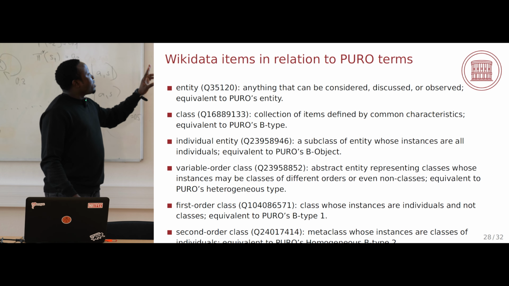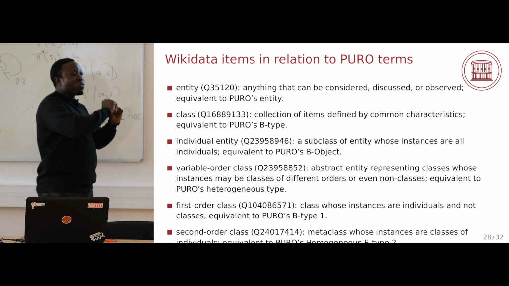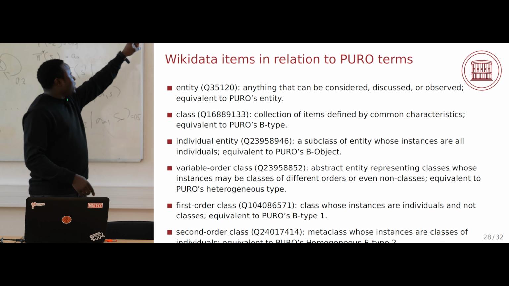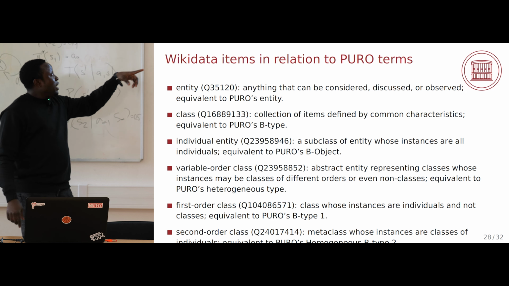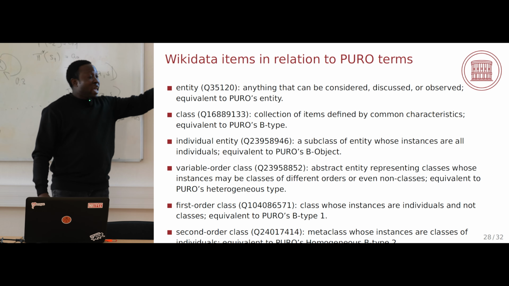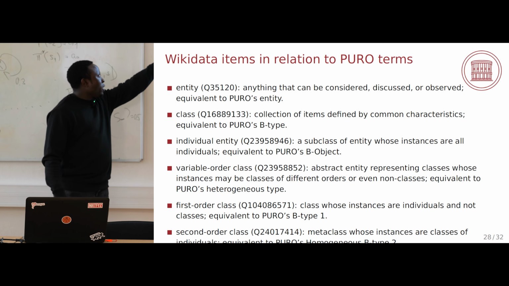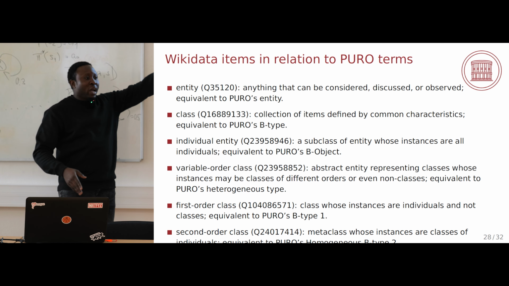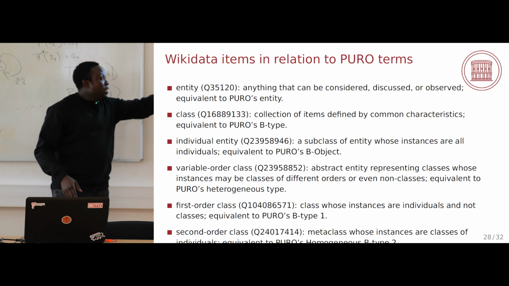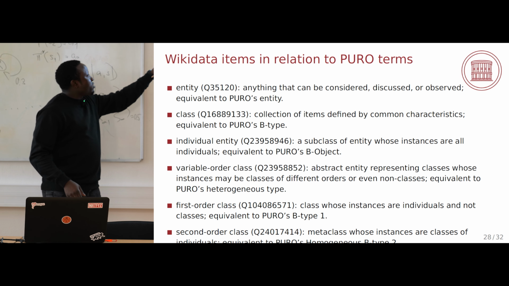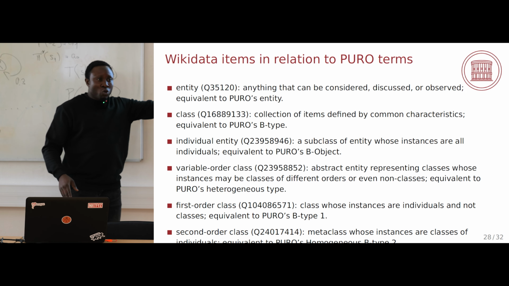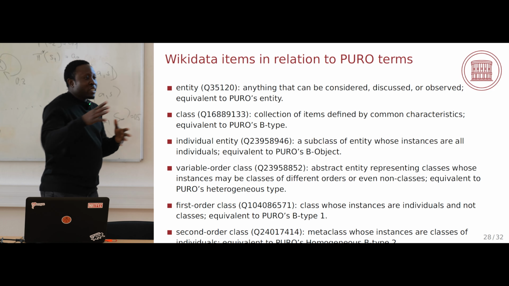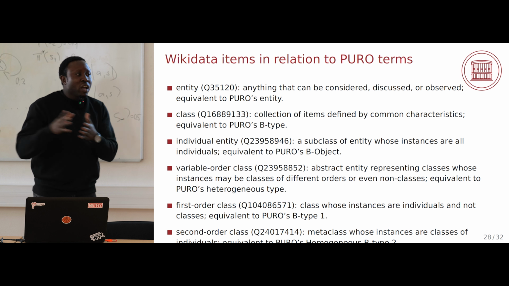And in Wikidata, we try to look at some relationships of items in Wikidata and that of the Puro terms. For example, the item with the Q number entity is also equivalent to Puro's entity, and also classes in Wikidata with these Q numbers are equivalent to what we have in Puro language as B types. And for individuals, they are also equivalent to what we have in Puro as B objects. And so these are just the alignment of Wikidata items with our Puro language.